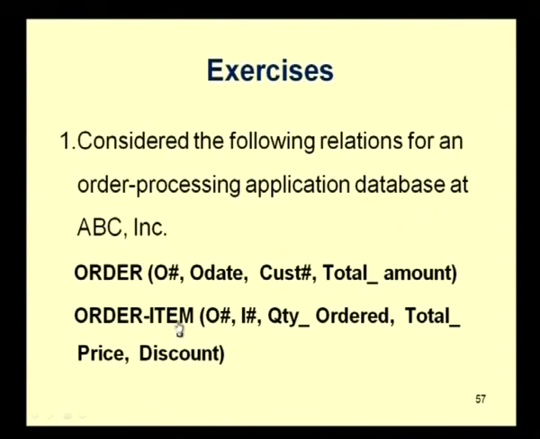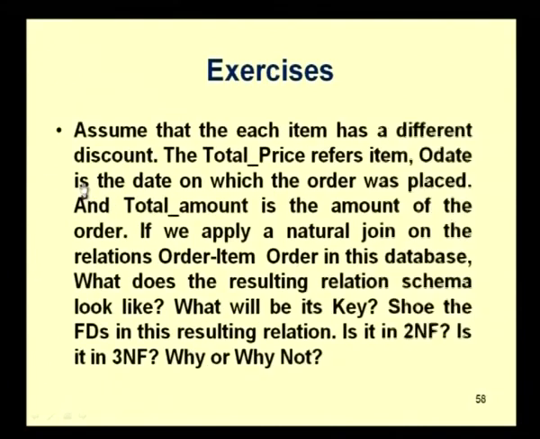Consider the following relations for an order processing application. This is a typical exercise that you will have to do, where you will try to convert this into the normal forms. Assume that each item has a different discount, the total prices, all this is given to you, and you have to find out what is the key. This is like a design application. You have to find the resulting relation schema, what is the key, the FDs in this resulting relation, is it in 2NF, is it in 3NF, why and why not.